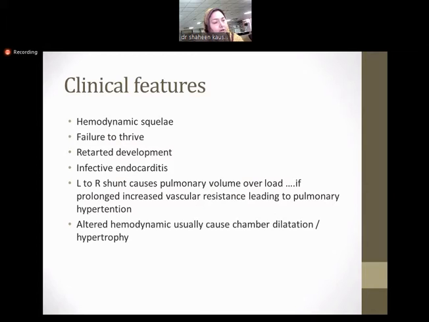The altered hemodynamics usually cause chamber dilatation, as there is more and more pulmonary volume overload and pulmonary hypertension. Then there is back pressure on the left ventricle that may cause chamber dilatation and hypertrophy. At the end stage of the disease, there are signs and symptoms due to hypertrophy, failure, dilatation, or pulmonary hypertension. Pulmonary hypertension is the end stage of the disease.